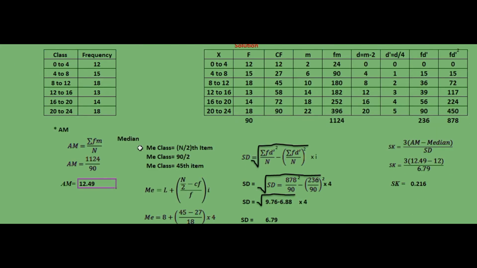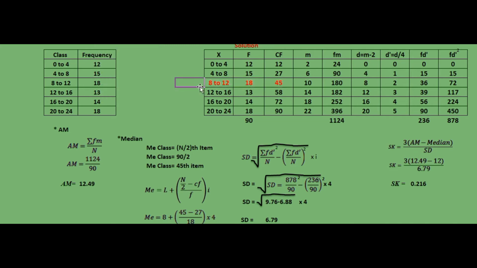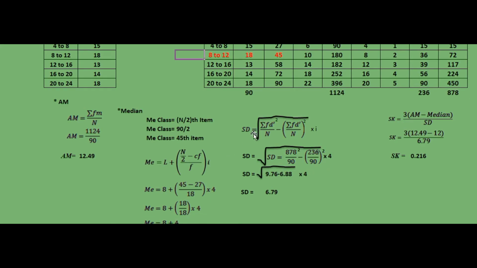12.49. Then move to the median now. What do you have to find? You need to find the median class. What is the median class? The median class is the n by 2th item. n is 90 here. 90 divided by 2 is 45. Find 45 in the CF. Exactly 45 is here. So this area belongs to the median class. This was your median class. Now apply the numbers now.